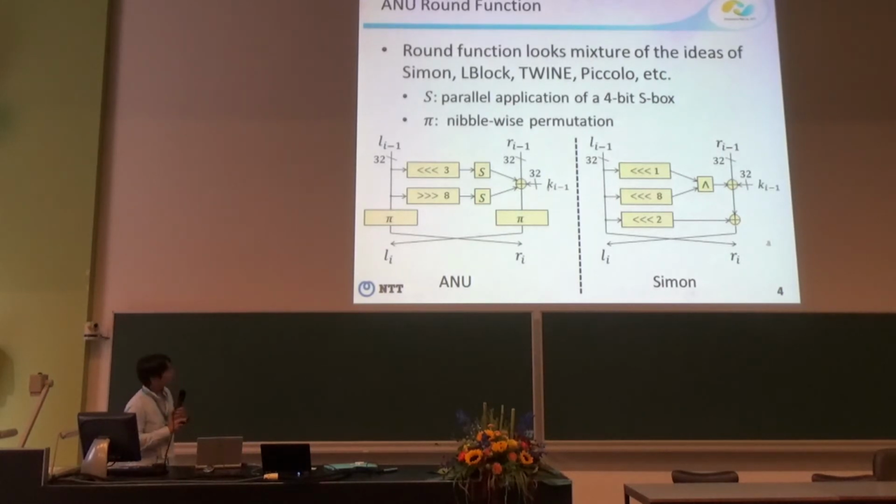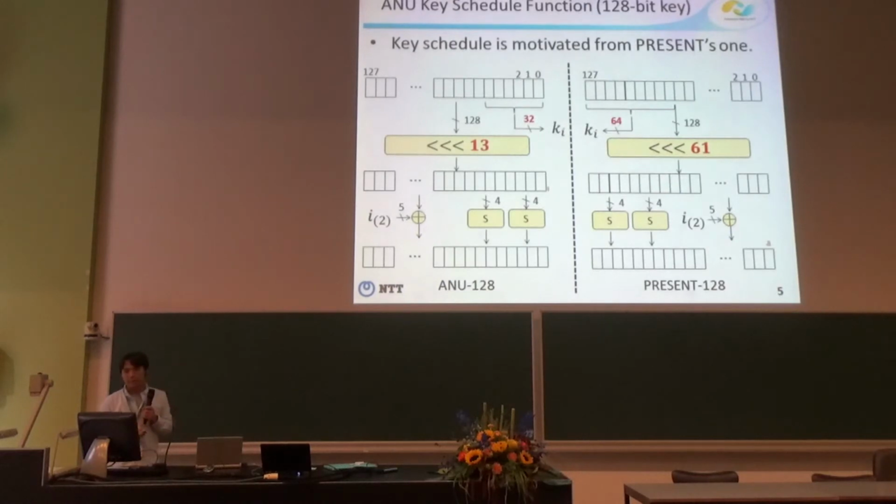Okay. And this is the key schedule function. The designers said that the key schedule is motivated by the PRESENT key schedule function. Now I want to focus on the 128-bit key version. You start with a 128-bit key state. First, you extract 32 bits as a subkey. Then rotate the entire 128-bit state by 30 bits to the left. Then the S-box is applied to two nibbles, and then the round number is XORed. So that's the key schedule function.